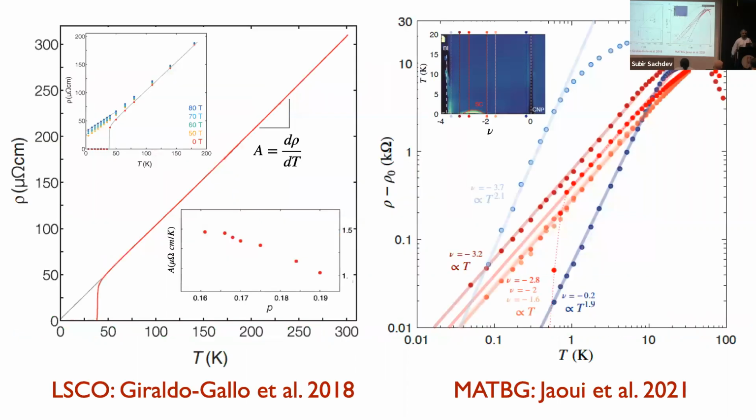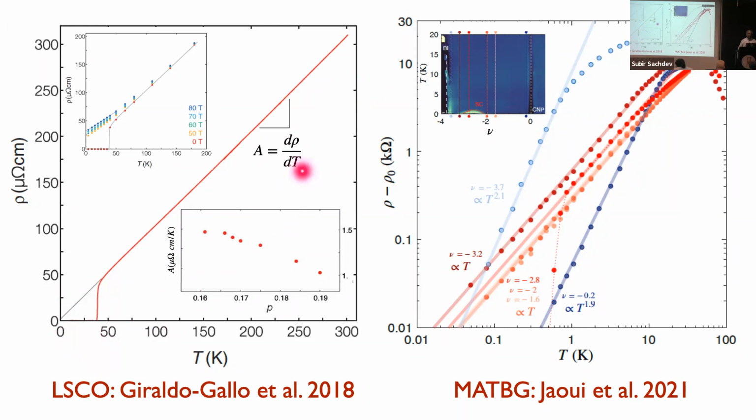Okay, so the main problem I want to address has been around for 20, 30 years. I'll just show you two recent data plots. This is the resistivity of lanthanum strontium copper oxide as a function of temperature. And what you see is that it's linear in temperature for a very wide temperature range. This is the superconducting critical point, and so that goes superconducting around 40 Kelvin. If you apply a magnetic field, you can even extend this down all the way to low temperature.